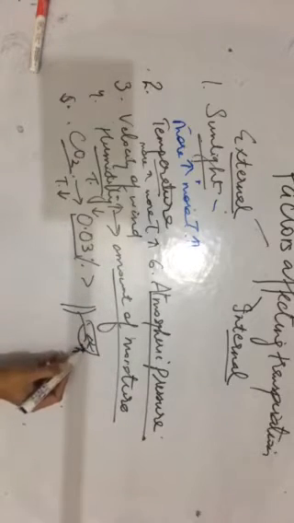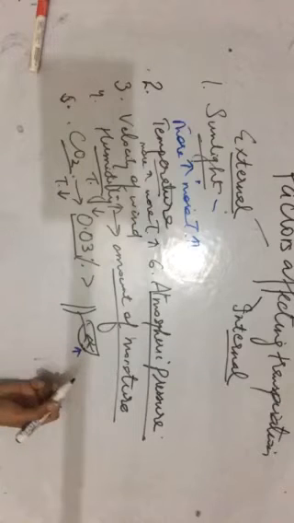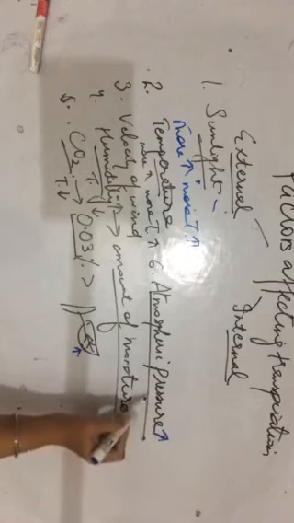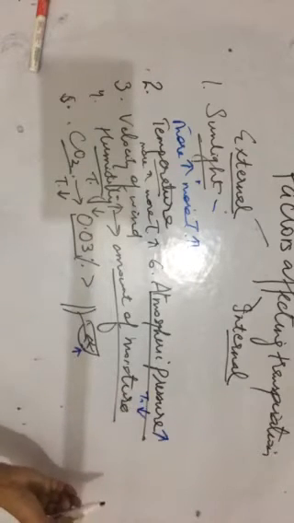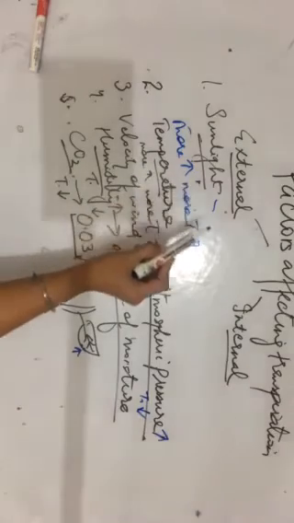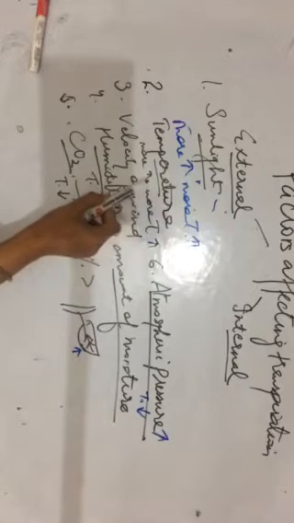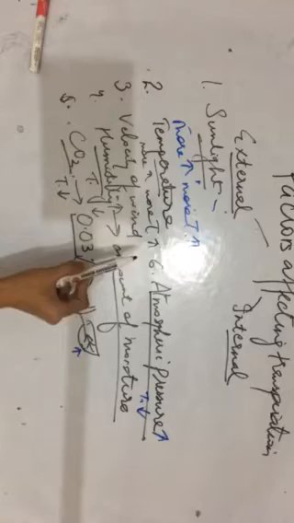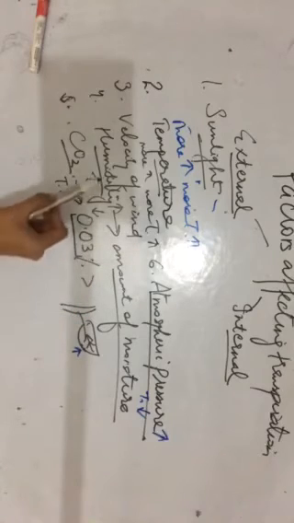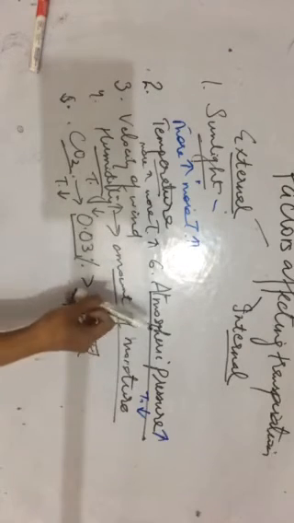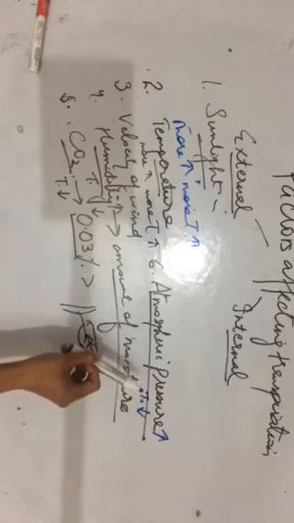In that case, the water vapors will not be able to come outside. So more the atmospheric pressure, lesser will be the transpiration. These things you have to remember. More the sunlight, more transpiration. More the temperature, more transpiration. More the velocity of wind, more is the transpiration. While more humidity, lesser transpiration. More level of carbon dioxide, lesser transpiration. More is the atmospheric pressure, lesser is the transpiration.